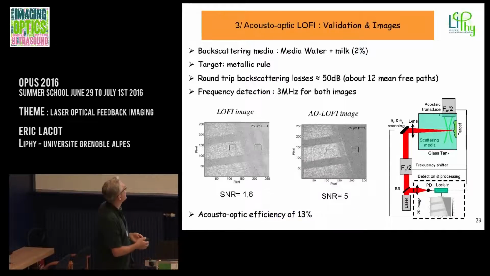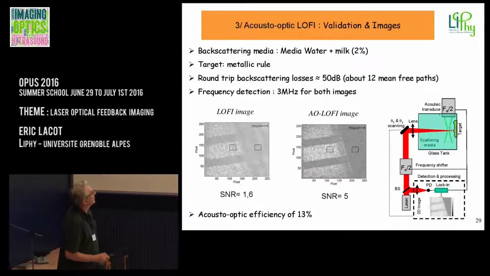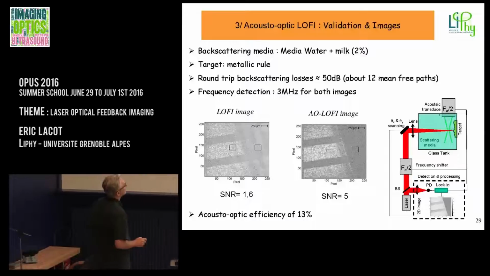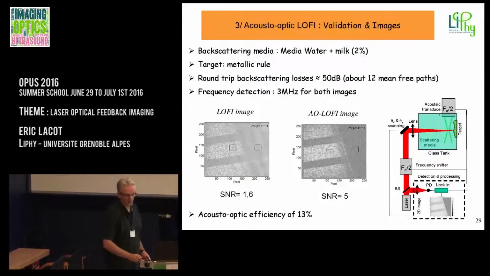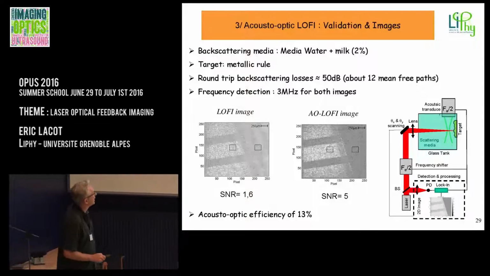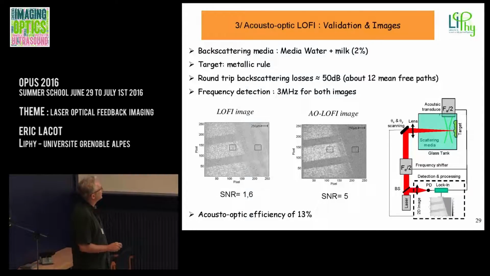An experimental confirmation of this. The target under investigation is a metallic ruler. The scattering media is composed of water and milk, as you see inside the glass tank. The round trip losses are roughly equal to 50 dB, in fact, and the frequency detection is made with a 3 MHz frequency shift for both images. The first image is a conventional LOFI image, obtained without acoustic photon tagging. We can see here a part of the metallic ruler, and the noise here is due to parasitic echoes.